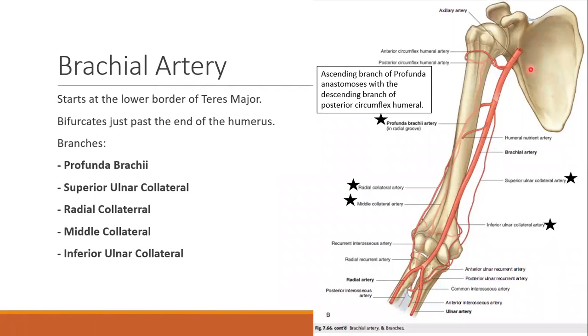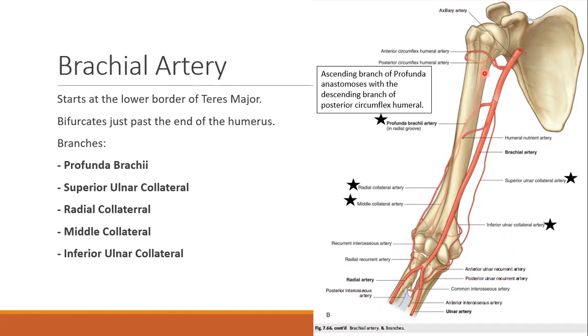Okay, so now let's talk about the brachial artery. Here's your brachial artery, and I've gone ahead and put stars by branches that are important for you to know. Your brachial artery starts at the lower border of your teres major. The first branch that comes off is the profunda brachii, also known as the deep brachial artery.